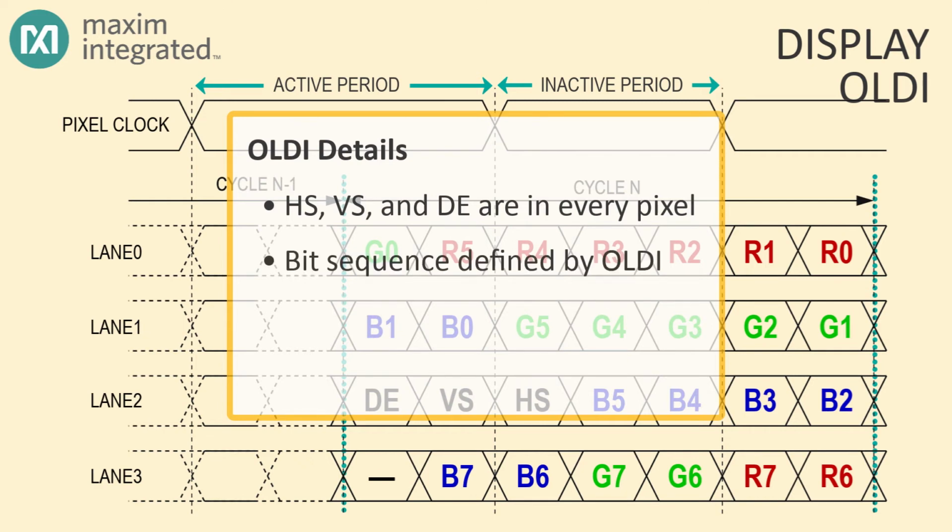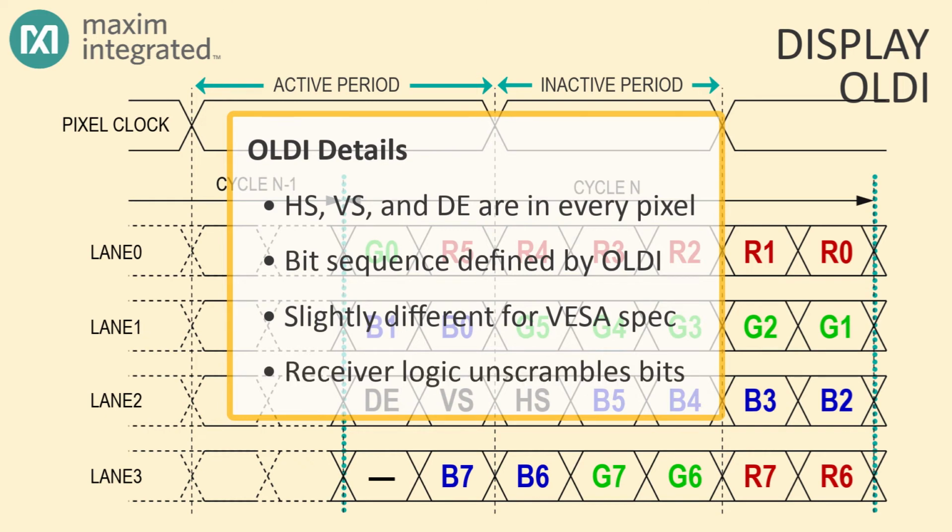The sequence of bits on the data lanes is defined in the specifications, one way in the OLDI specification and slightly different in the VESA specification. Now, it's not nearly as simple as a red lane, a blue lane, and a green lane, but that's okay. The logic in the receiver can easily move the bits to where they need to be.